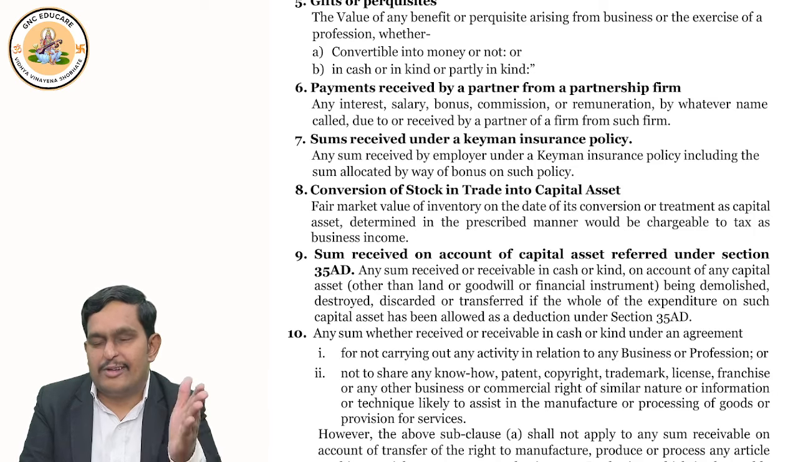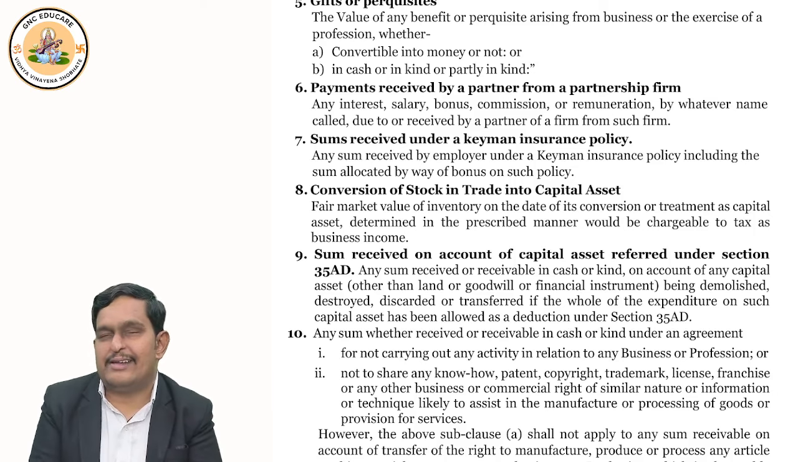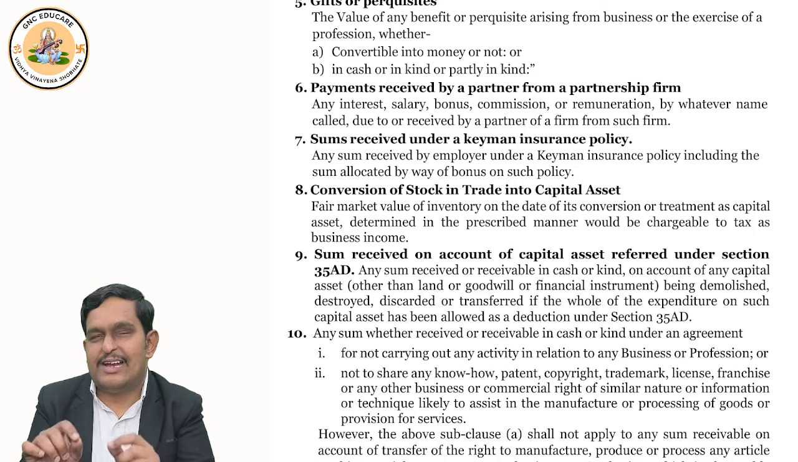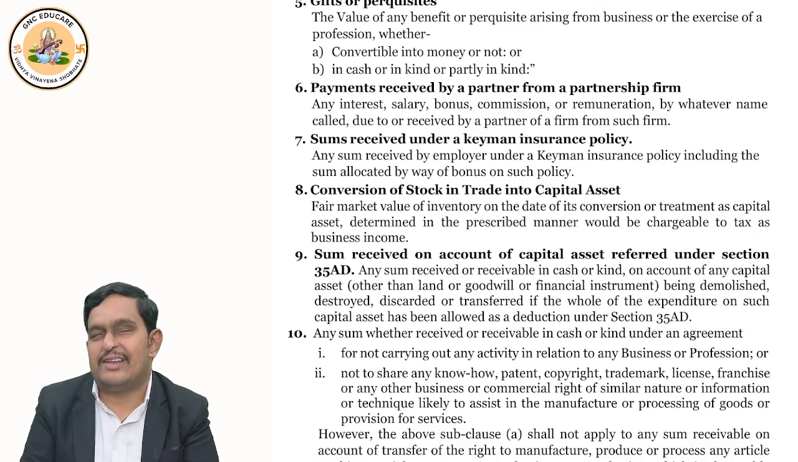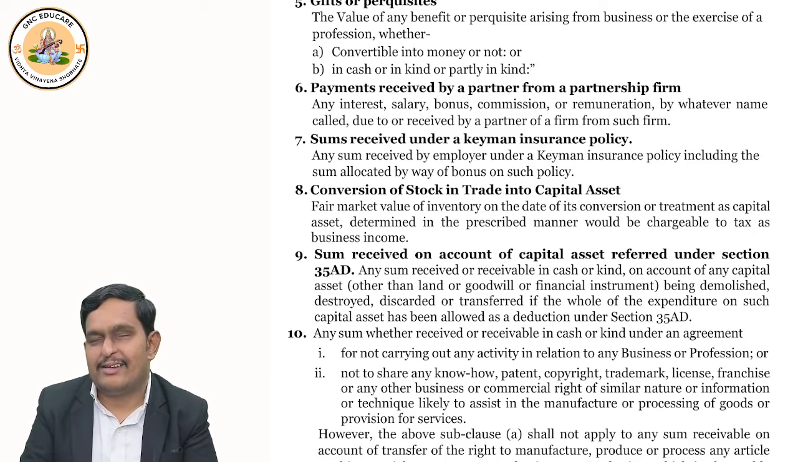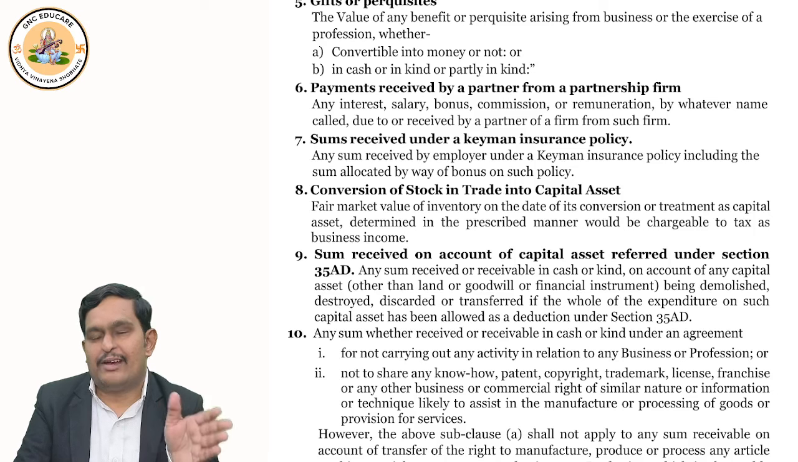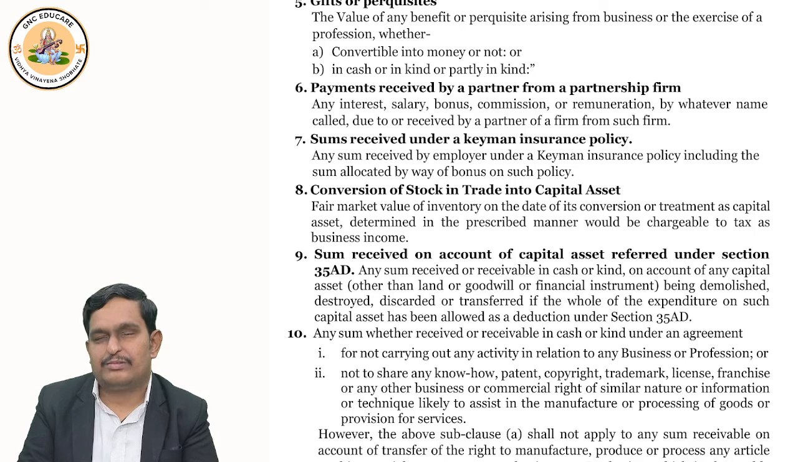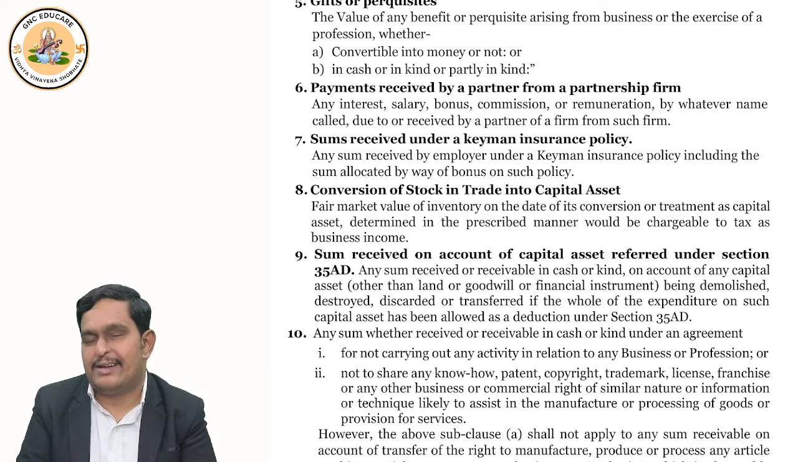So when you convert your stock in trade into a capital asset, you have a furniture showroom, you took some furniture to your office. In that case, you capitalize that furniture and claim depreciation under income tax. And whatever fair market value of that furniture is, treat it as business income. Correct? This is how you should do. Depreciation also we'll do it under PGBP chapter itself.